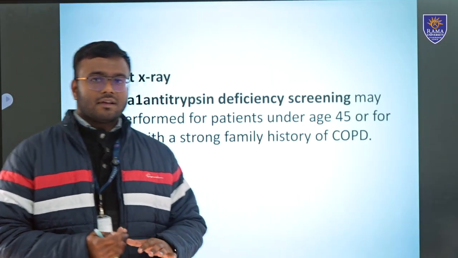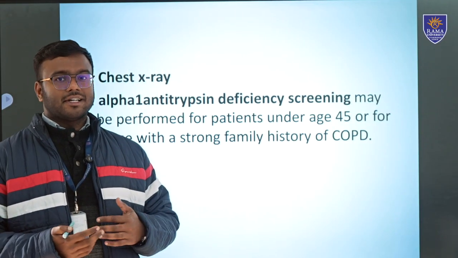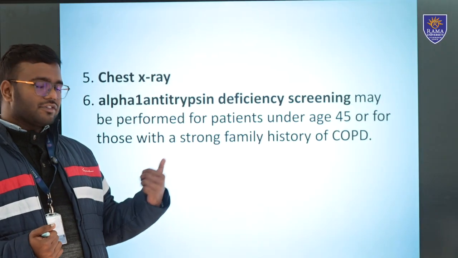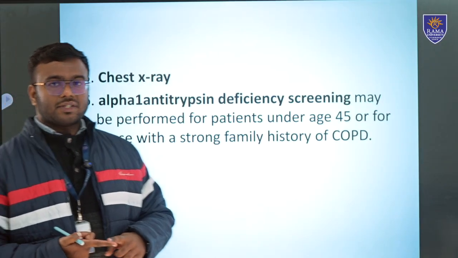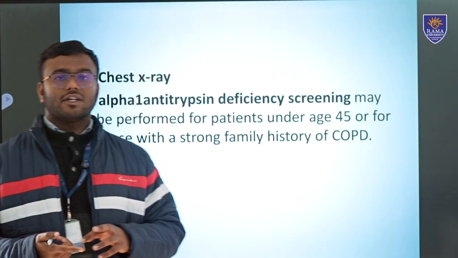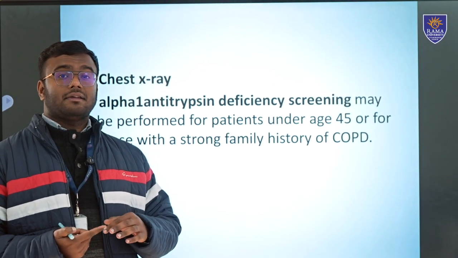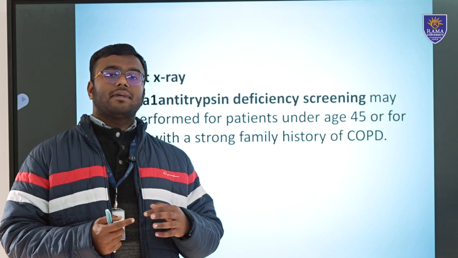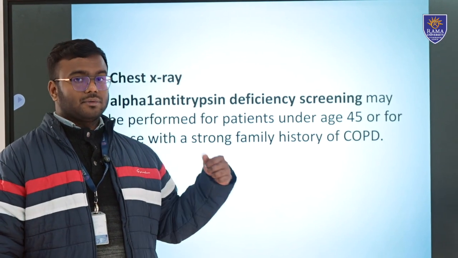As we know, this alpha-1 is produced in our liver and then it is sent to the lungs. So, for the checking of this, first the patient age should be less than 45 years old, and it should be compulsory for all the patients whose family history has COPD.